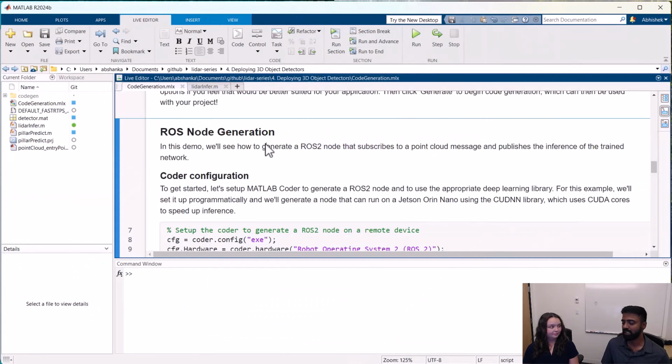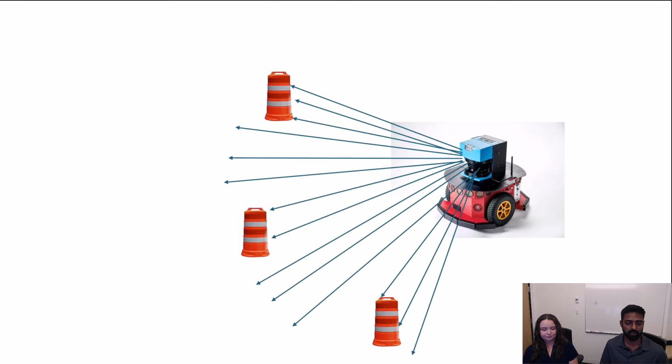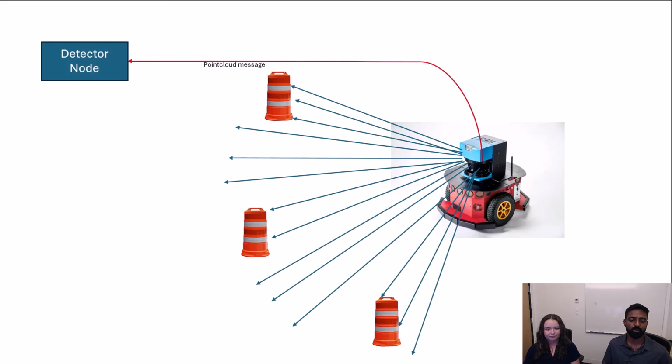Now that we saw how we can generate a static library, the next thing we're going to do is generate a deployable ROS2 node. In this case, I've used a ROS2 node to publish a point cloud, and then we are going to subscribe to it in MATLAB and generate code for it. So for example, if I'm building a robot and I have a LiDAR on top and I want to detect the barrels and the cars, I would take the point cloud from the LiDAR and publish it as a ROS message. And then this function would subscribe to that message, take the point cloud, do the same detection that we did in the pillar predict function, and then publish the bounding boxes, scores, and labels.